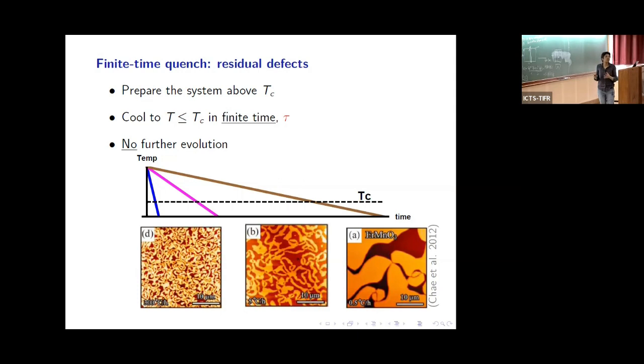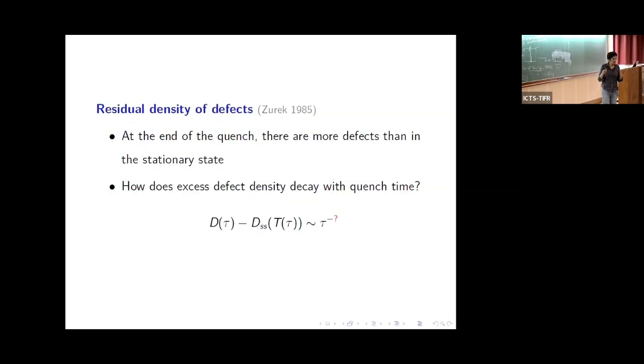In general, you expect that if I take a very long time, the system would equilibrate, but at any finite tau, somewhat largish tau, there would be more defects compared to if the system was in equilibrium. So the question one typically asks is: we expect that at the end of the quench there will be more defects than in the stationary state, but how does this excess defect density decay with the quench time? Typically, this also decays as a power law, and therefore one is interested in what this exponent is.